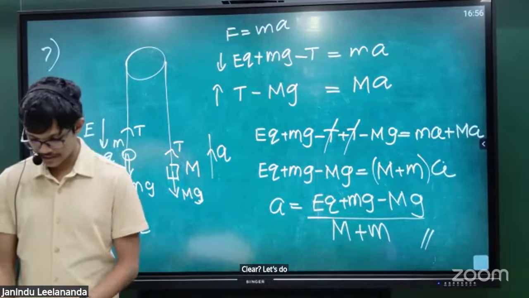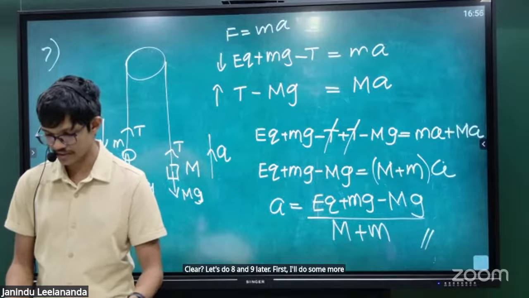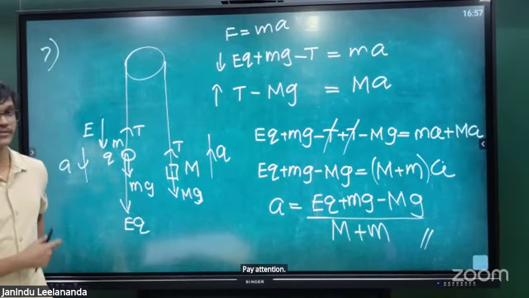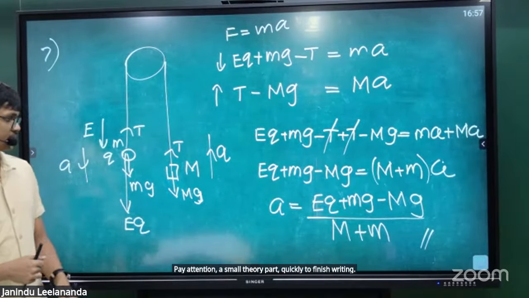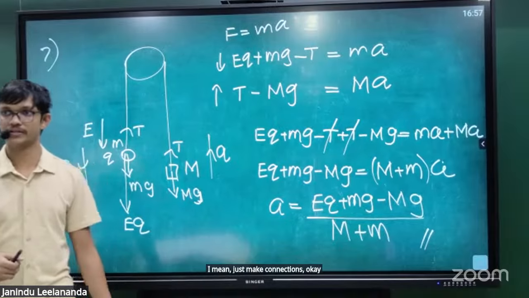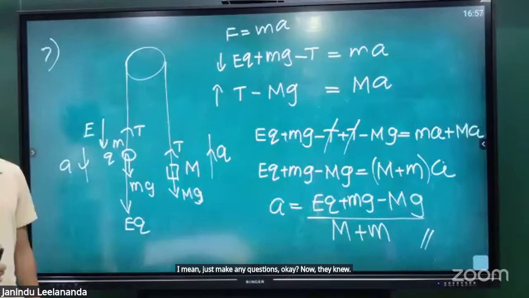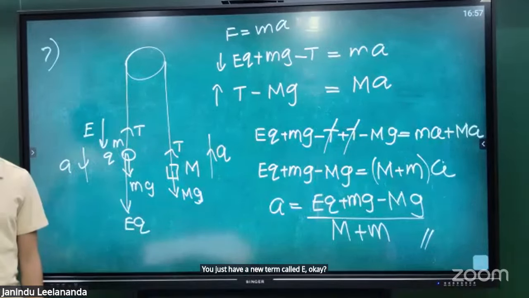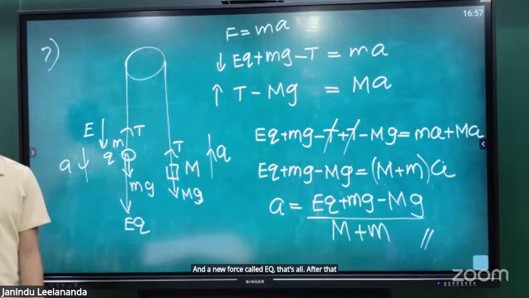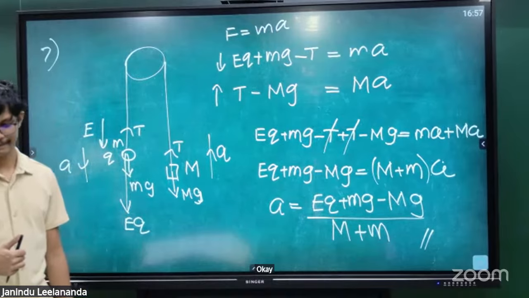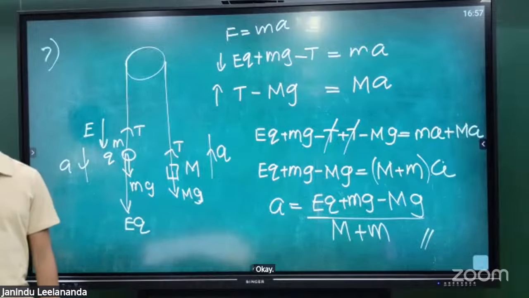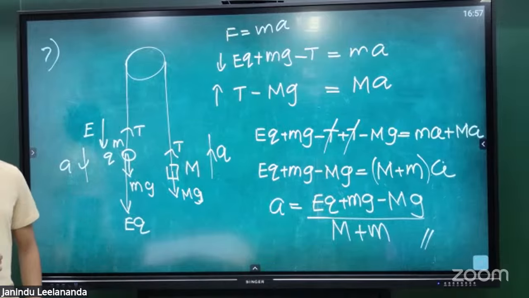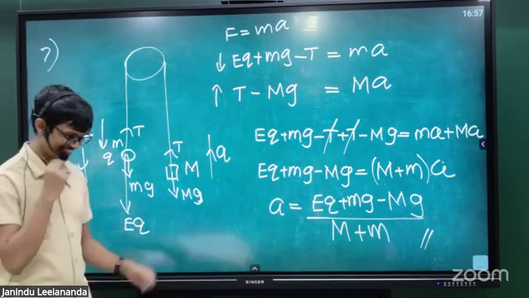Let's do 8 and 9 later. First, I'll do some more theory, another theory part. Pay attention, a small theory part. Quickly finish writing. I mean, just mechanics questions, okay? Nothing new. You just have a new term called E, okay? And a new force called EQ, that's all. After that, it's just a mechanics question, okay?